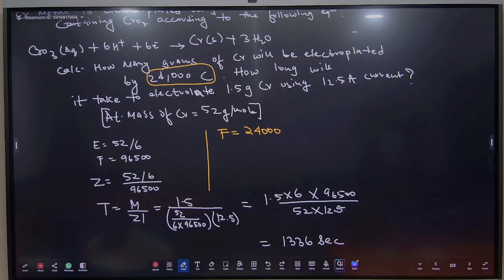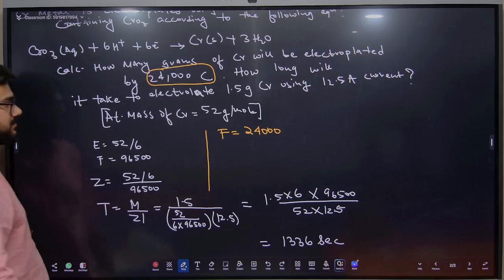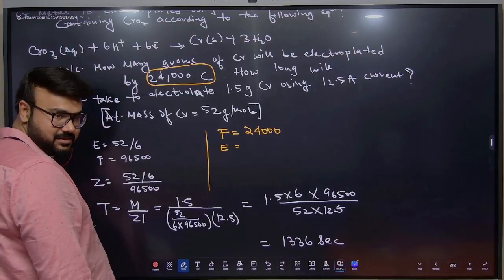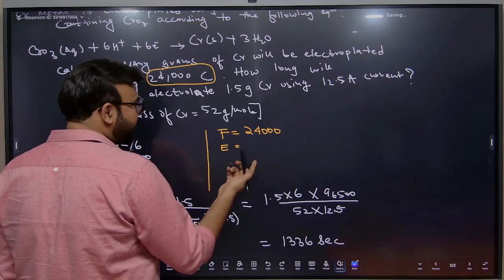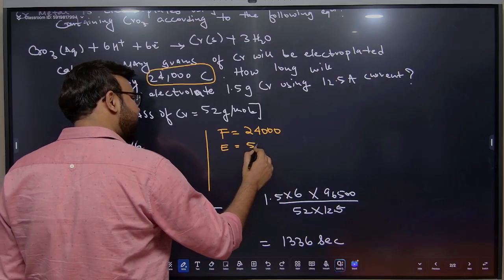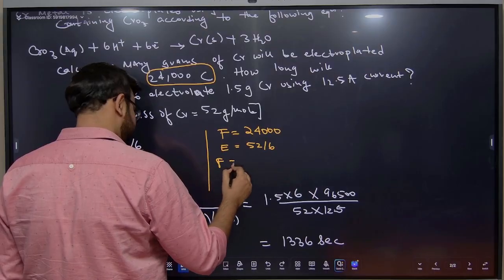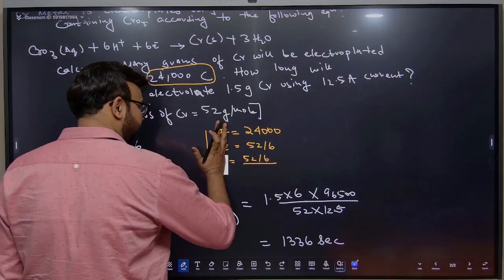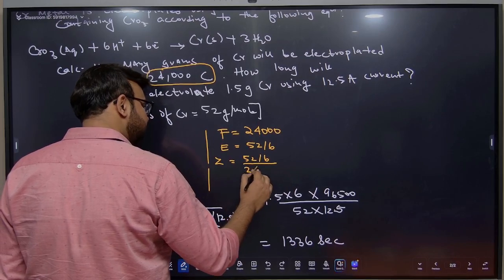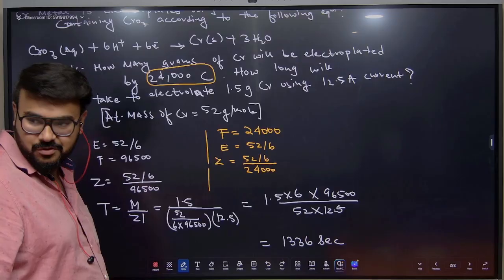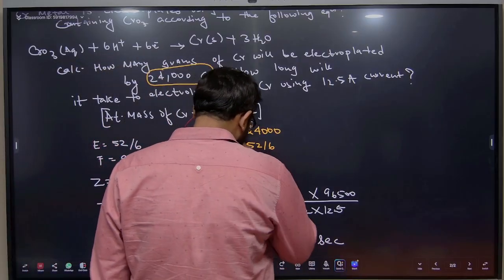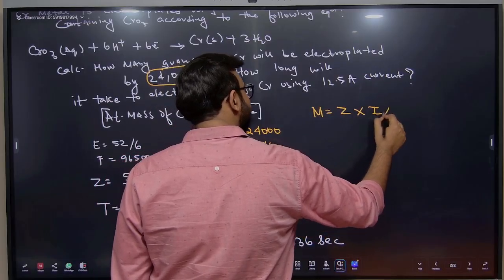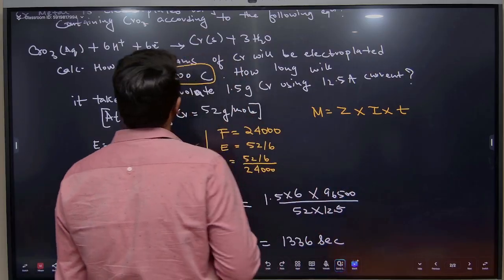Tell me, what is the E? How much will be the E? E is equal to 52 by 6. So now the F definition will be 52 by 6 divided by 24,000. Yes or no? So now this into, so what is the mass? Z into I into T.